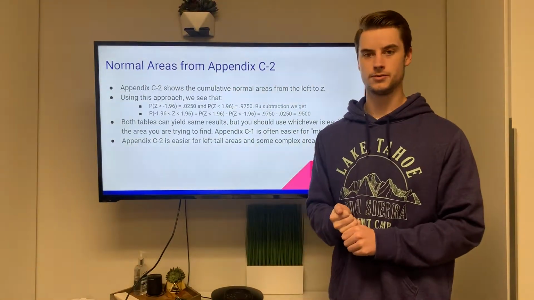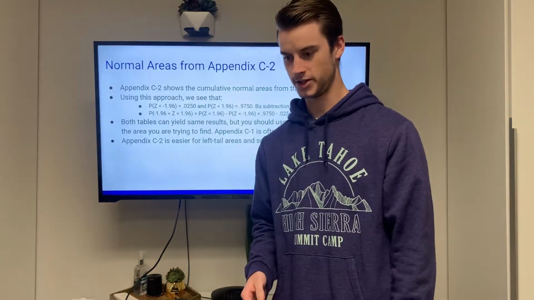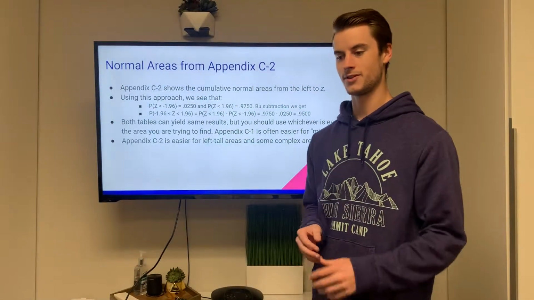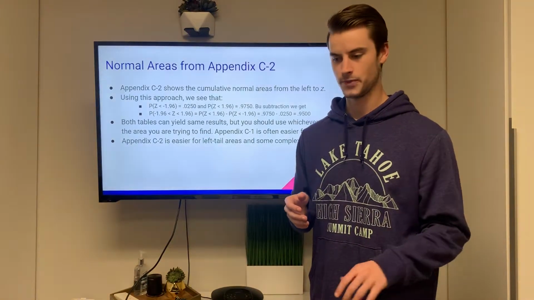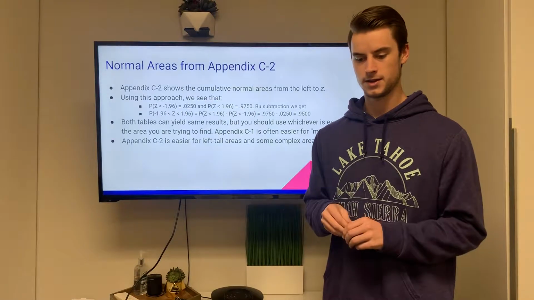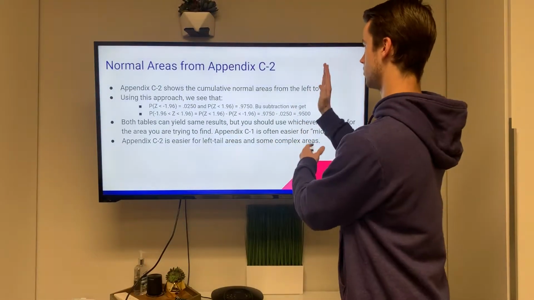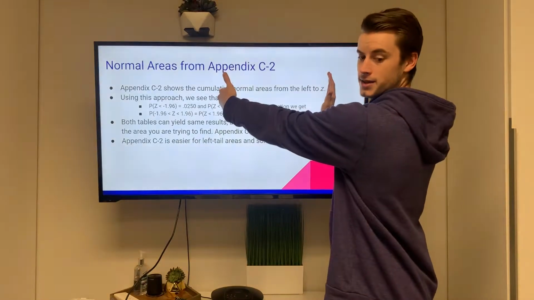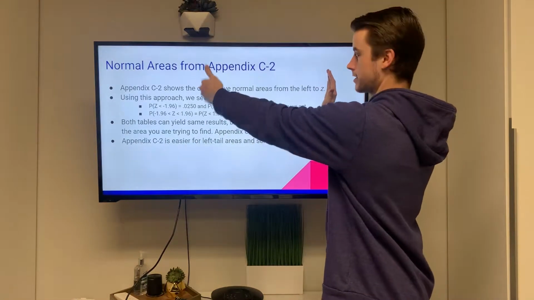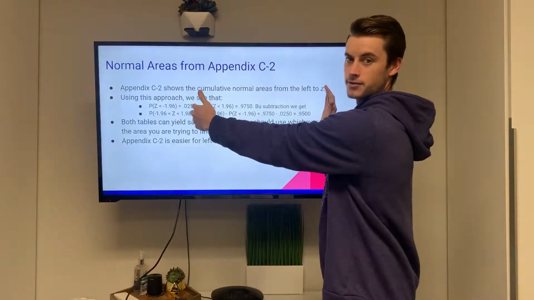Appendix C-2, right? This is the second part of the appendix. This shows the cumulative normal areas from everything to the left of z, right? So everything to the left of your z-score, that's what it's going to calculate for you, okay? So if my z-score is positive, like 1.96, it's going to calculate everything from 1.96 all the way to the left-hand side of your data, okay? There's no stopping point here. It doesn't stop at 0. It just keeps going all the way to the end of your data, okay?